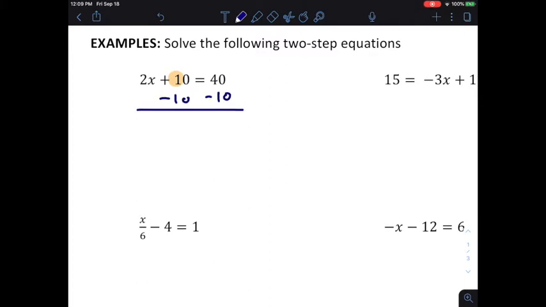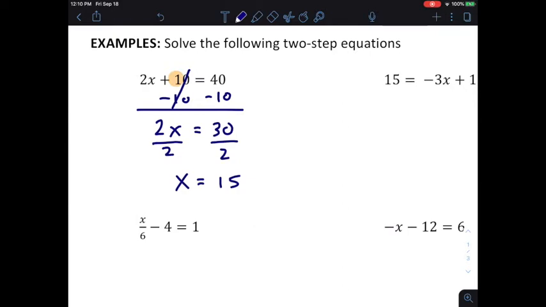And when I subtract 10, it just cancels that 10 out. So I bring that 2x down, and I have 2x is equal to 30. Now I have just a one-step equation, and I see multiplication, so I'm going to divide both sides by 2. So I know that x is equal to 15.